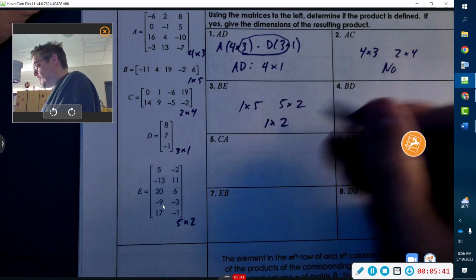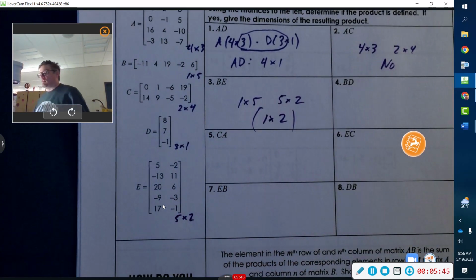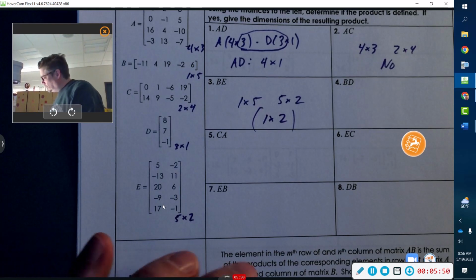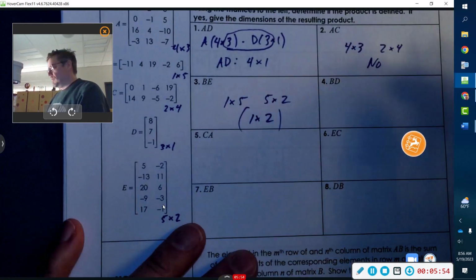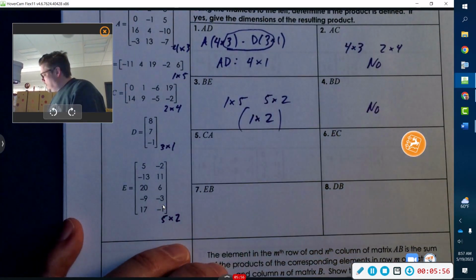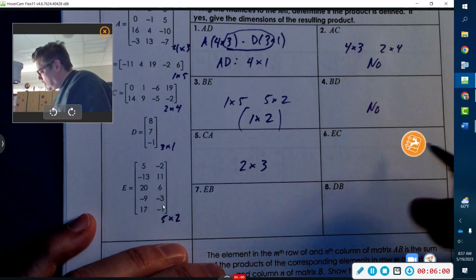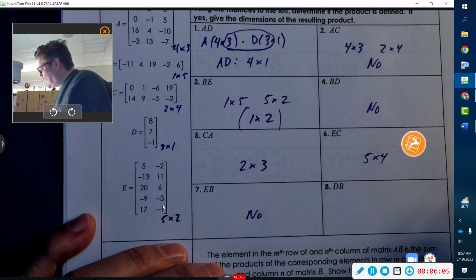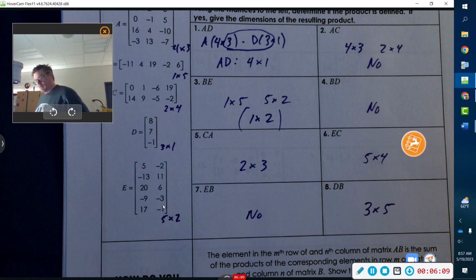All right, you want to do the rest on your own? Just see if you get the flow of it. I can't actually freeze my screen, but don't look up until you're done. What I'm going to do is write down the dimensions if it is a yes. And then we'll get into actually how to multiply those.